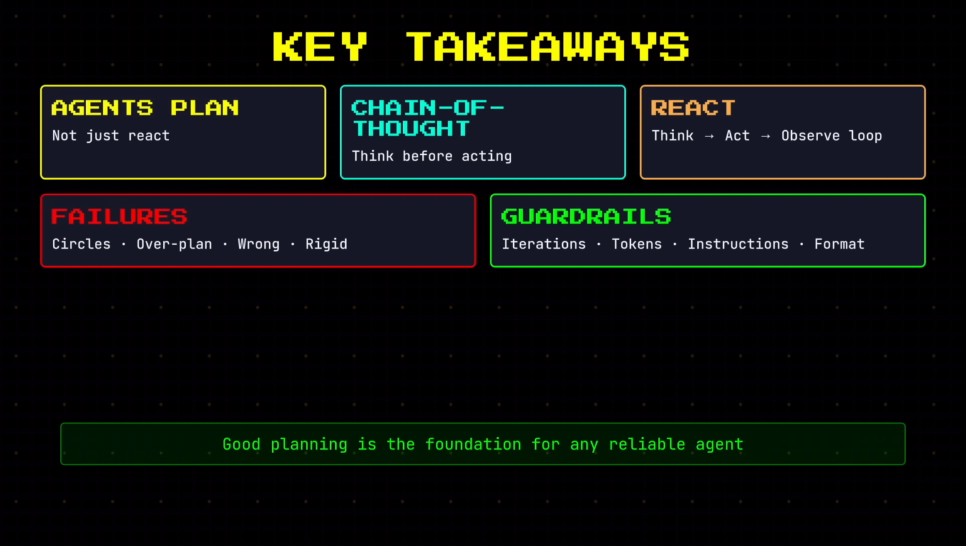A good planning system is the foundation for any reliable agent. Zippy and Savvy aren't opposites. They're partners. Zippy handles quick tasks. Savvy handles research-heavy tasks that need planning. Together, they can tackle a wider range of problems than either could alone. In the next lab, you'll build Savvy from scratch.